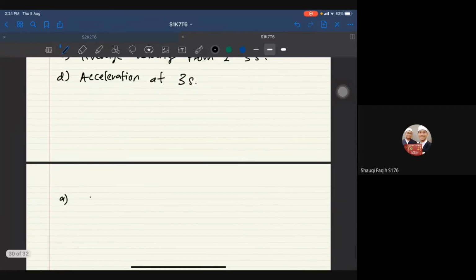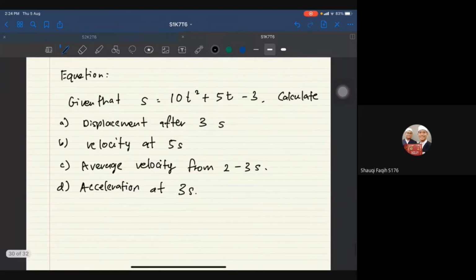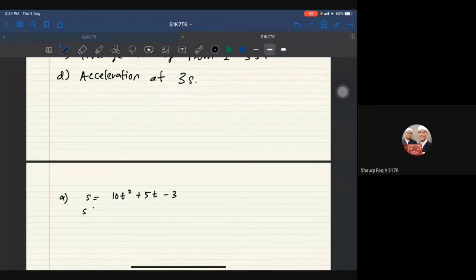So given that S equals 10t square plus 5t minus 3, when t equals 3, it becomes 10 times 3 square plus 5 times 3 minus 3. So you end up with 90 plus 15 minus 3, which is 102 meter. Is that correct? Correct, sir. Okay.